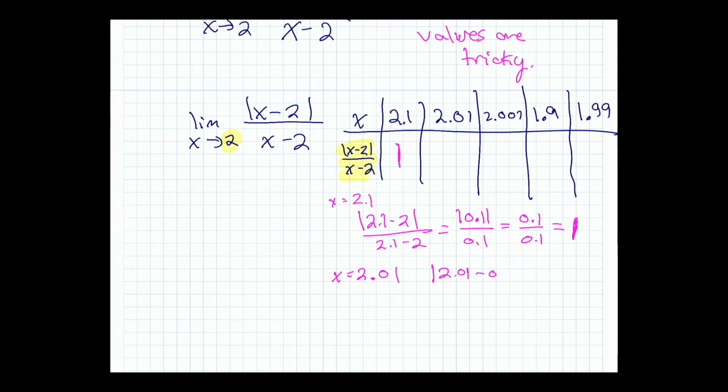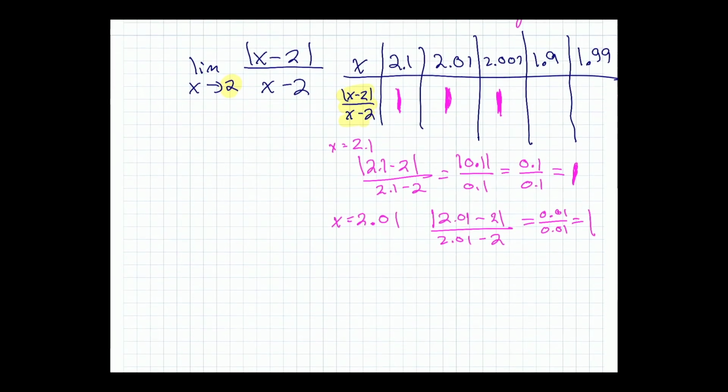2.01 minus 2, writing's hard, over 2.01 minus 2. And the same thing happens: after you evaluate the absolute value, you get 0.01 over 0.01. What's that? Still 1. So this one is also 1. So the first one's 1, the second one's 1, the third one, spoiler, is 1. So all of them to the right are 1.